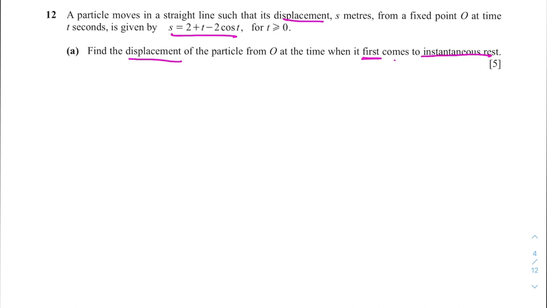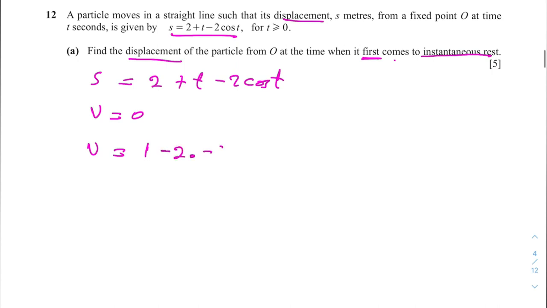Okay, so now if you have the displacement to be equal to 2 plus t minus 2 cos t, and they want you to find when it comes to a rest, then that means that you want to say velocity is 0. So differentiate it. So velocity will give you 1 minus 2. If I differentiate the cos, I get negative sine t, and then you differentiate the t, that's 1. So basically you have v is equal to 1 plus 2 sine t.